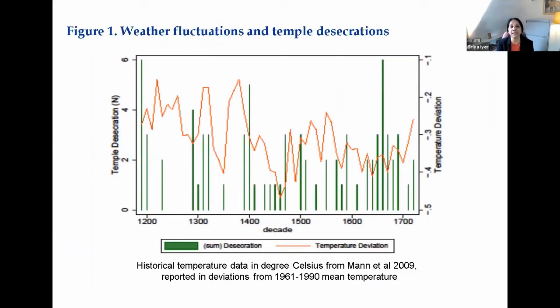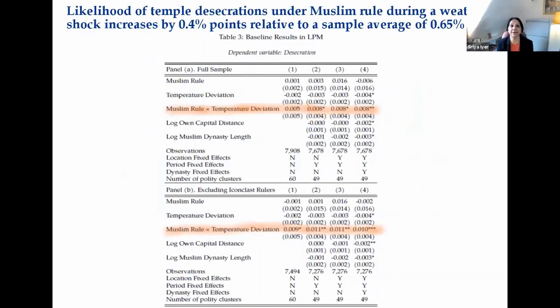This is just a simple picture that shows you the temple desecrations in green across the decades and the data on the temperature deviations. So this is essentially historical temperature data in degrees Celsius reported in deviations from the mean. And one point that I should make is that the decade average means shown here are below zero. What that actually means is that the period of study that we're looking at, essentially the 1200s to the 1800s, is a cooler time period than what we're experiencing now in the modern period. So let me show you the baseline results.